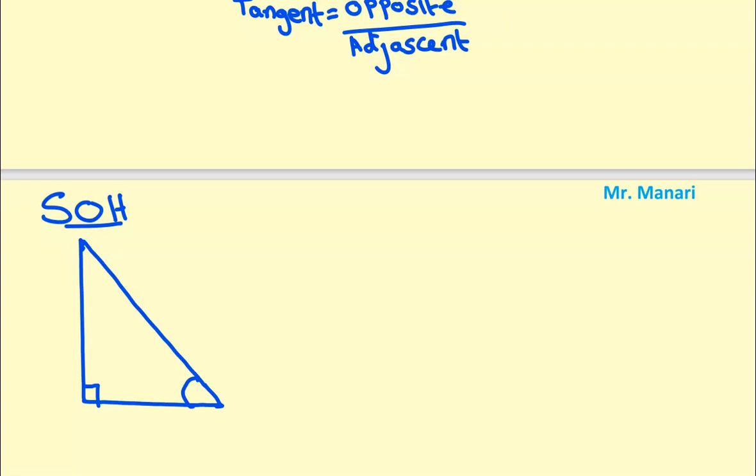So the first one is we've been given an angle here, call it 60 degrees, and we've been given only one side, which is the hypotenuse. We've been given the hypotenuse as 10 centimeters. So the question wants you to find the opposite side. They want you to find this side, AB.